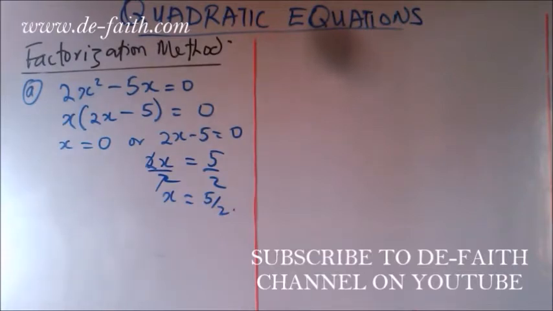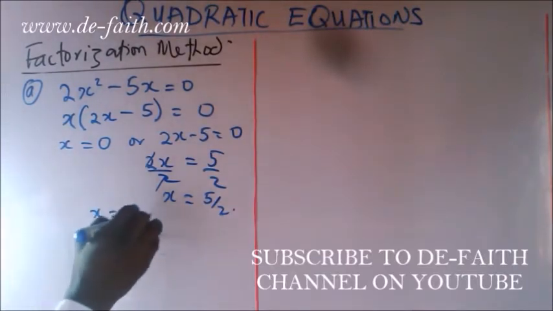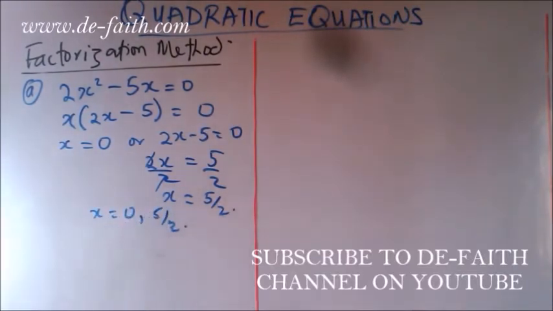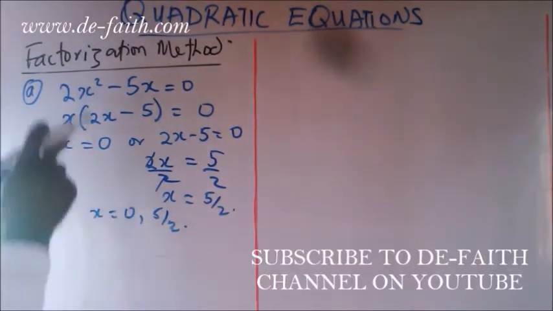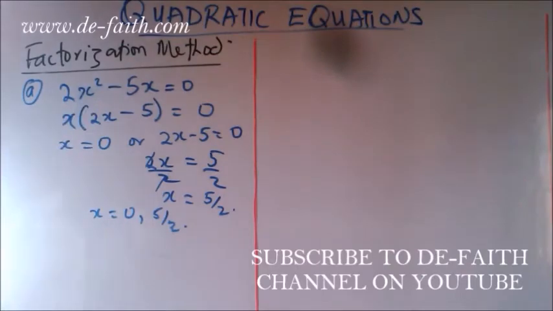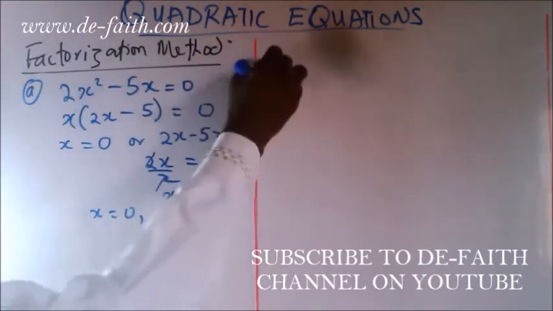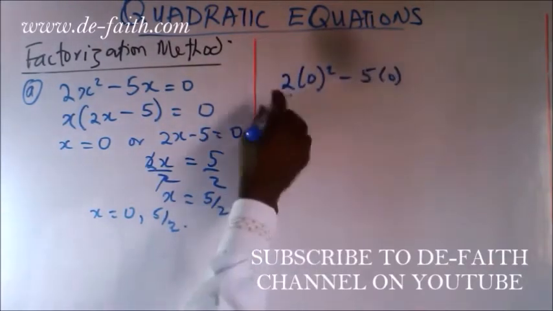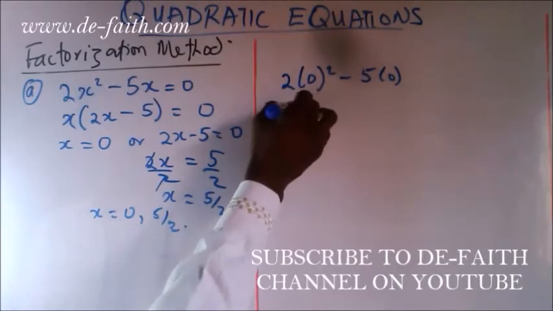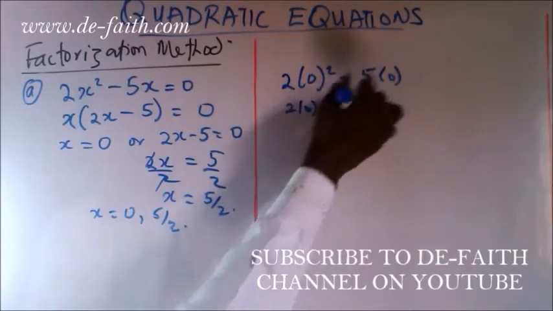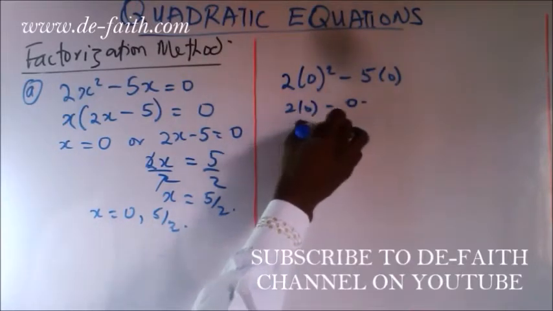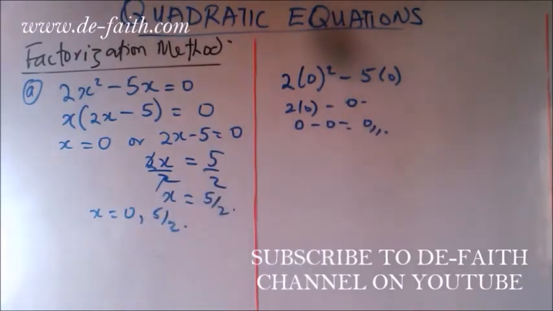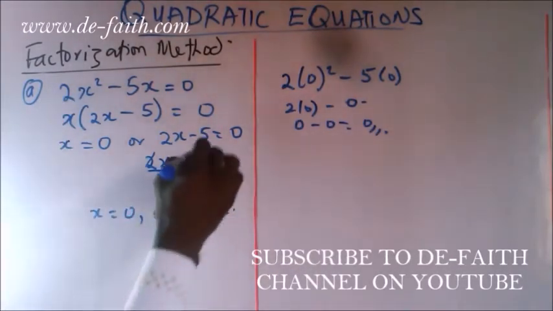We could check this. How? So we are saying x equal to 0 and then x also is equal to 5 over 2. So how do we check it? We check it by either putting 0 into the equation or putting 5 over 2 into the equation. So let's try with 0 first. We have 2 into bracket 0 squared minus 5 into bracket 0. 2 times 0 squared is still 0 and 5 times 0 is 0. So we have 0 minus 0 equals 0. That is confirmed.